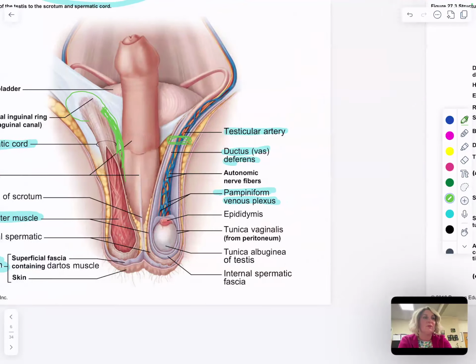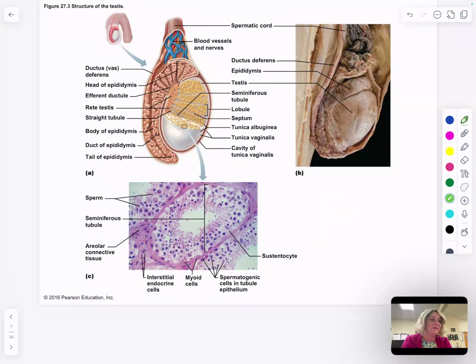All right, we're moving on. Okay, let's talk about the testes really fast. Testes is where the sperm is going to be made.